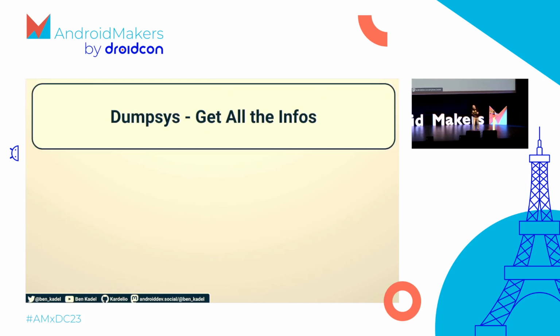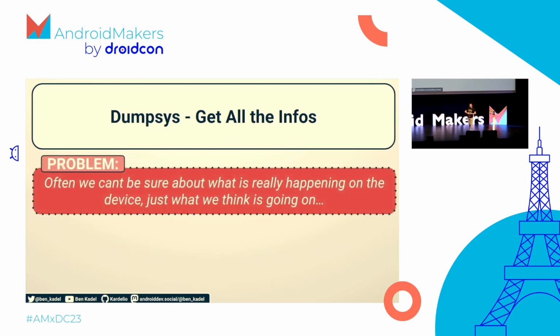Dumpsys, get all the infos, is the next chapter. The problem statement here would be something like, often we can't be exactly sure what is really happening behind the scenes on our phone, right? We think we know because we wrote the code and we triggered some functions, but is it? I think I set an alarm with Alarm Manager, but it didn't go off. Did I actually set an alarm?